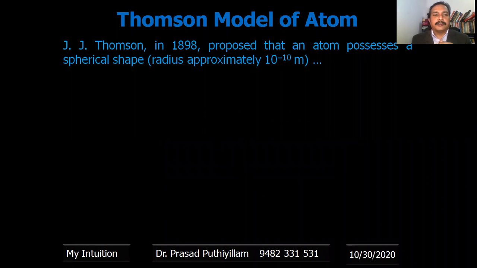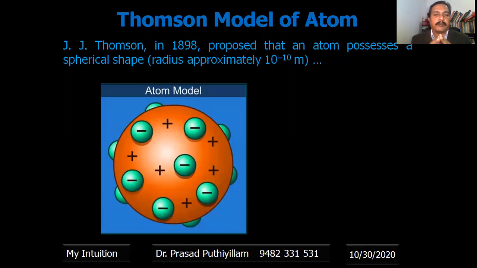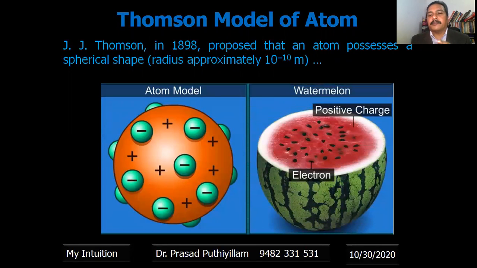Thomson's model of atoms. J.J. Thomson in 1898 proposed that an atom possesses a spherical shape of a radius of approximately 10 to the power minus 10 meter. That means the spherical shape having positive charge on which the electrons are embedded or attached. Just like a watermelon with the red colored juicy portion as the positive charge, having the seeds as electron.